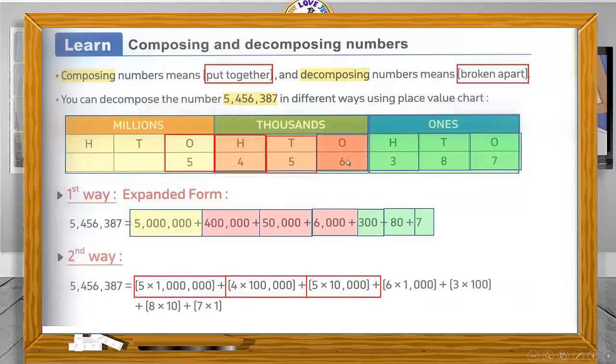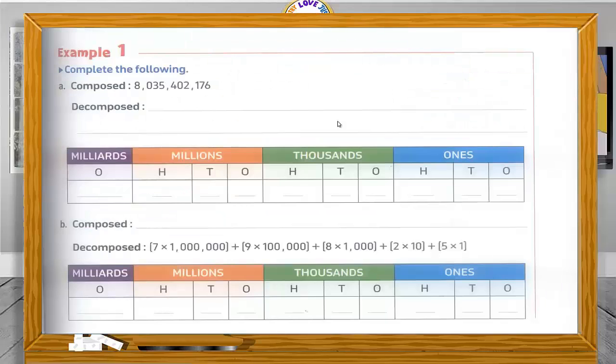Here we have 6 in the 1,000 place. That means you should multiply 6 times 1,000. 3 in hundreds: multiply 3 times 100. 8 in the tens place: you should multiply 8 times 10. And the 7 in the ones place: multiply 7 times 1. Now we can decompose this number in two ways: expanded form, and multiplying by 10, 100, 1000 and so on.